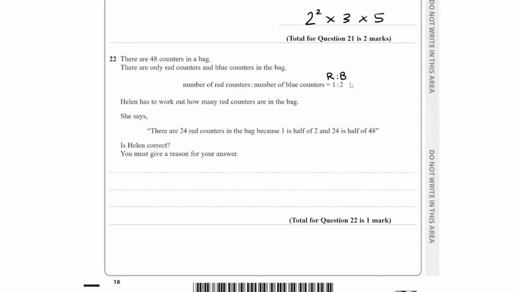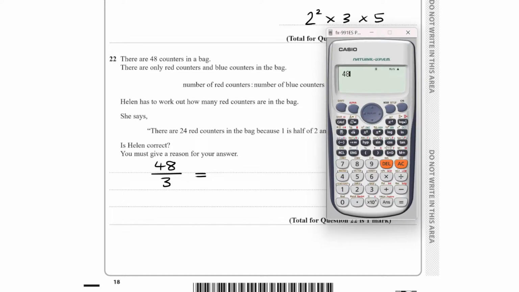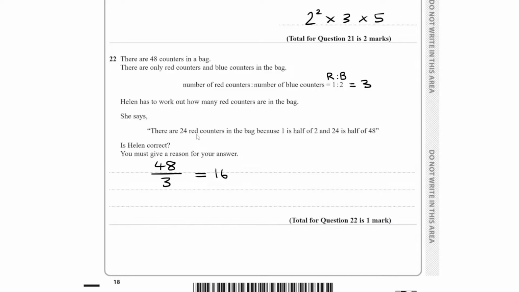So we're just sharing out a ratio here, isn't it? The way we share out a ratio is we add up the numbers, so that'd be 3. Then you divide your total, which is 48, by 3, which is 16. So that means there's 16 counters per part. Now, what were they asking for? They were asking for red. Red is only one part, so that's how many red counters there are. So, do you see how I've worked out there's 16 red counters and not 24?